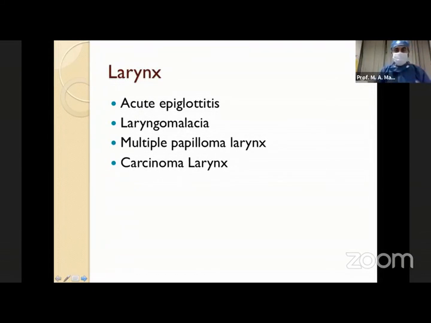So there is voice restoration after total laryngectomy. One is your esophageal voice. Another is your fistula voice, or with Blom-Singer valve. Another is your electrolarynx. These are the questions related to carcinoma larynx.